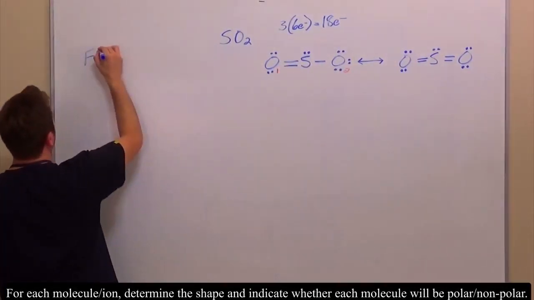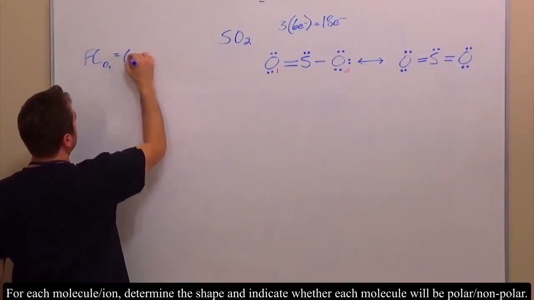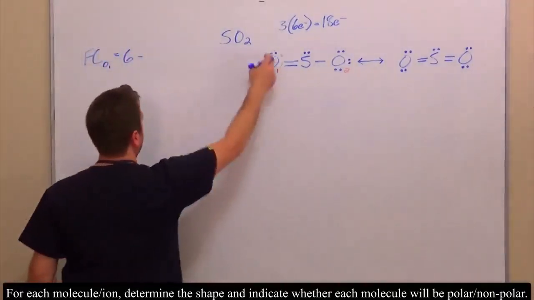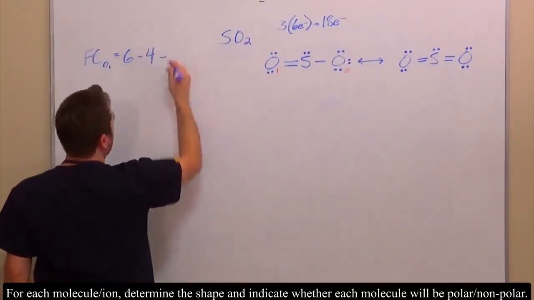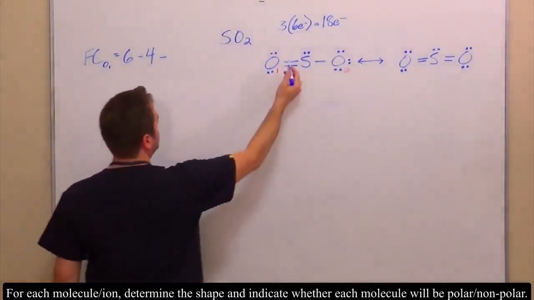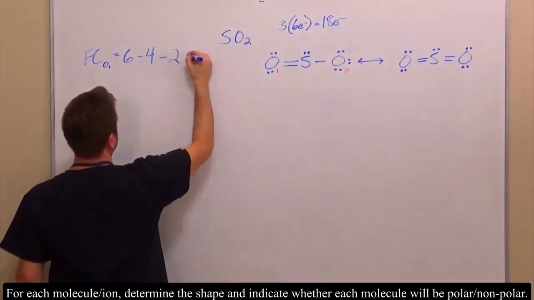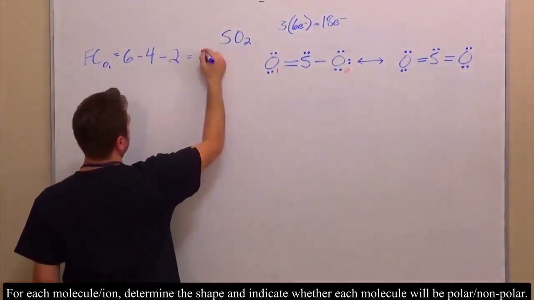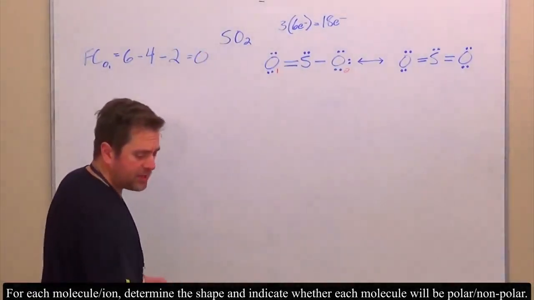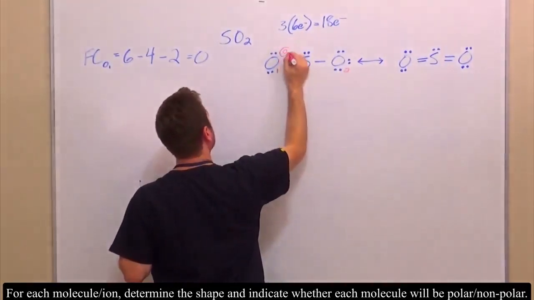So the formal charge of oxygen number 1 is the group number, which is 6, minus the number of unbonded electrons. Notice we have 4. Minus the number of bonded electrons divided by 2. So we have 4 electrons divided by 2 is 2. So here, as you can see, the formal charge on this particular oxygen would be 0. So I'll put that down and circle it.